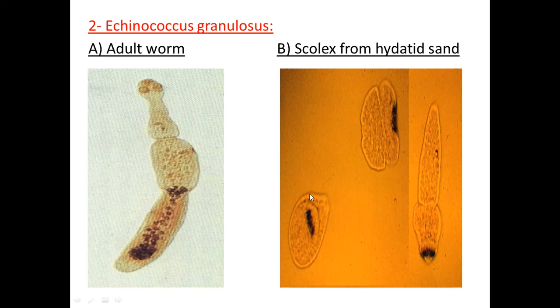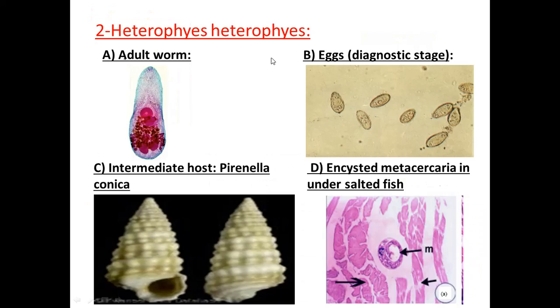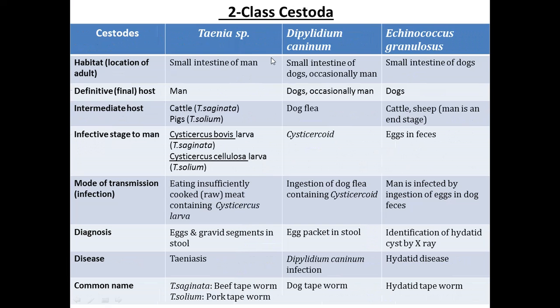So the scoleces which are floating or which are inside the hydatid fluid of the hydatid cyst, we call them hydatid sand. Okay, to make it more clear, the hydatid cyst contains or is filled with hydatid fluid. Inside this fluid there are scoleces, many scoleces which are swimming inside this hydatid fluid. We call these scoleces hydatid sand.